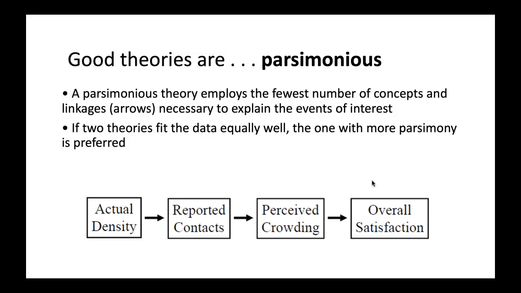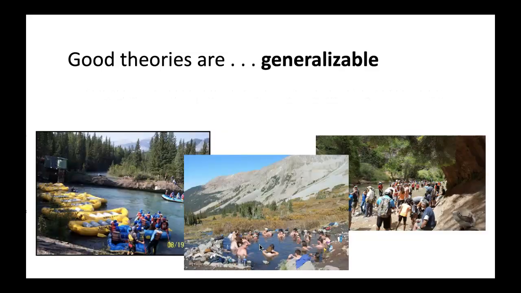So, is this parsimonious, right? The actual density of a place is going to lead to more or less reported contacts, which is going to lead to more or less perceived crowding, which is going to contribute to one's overall satisfaction with the place. That seems pretty parsimonious to me. We can think of other different variables that might explain overall satisfaction. But this relationship between crowding and satisfaction seems pretty parsimonious to me.